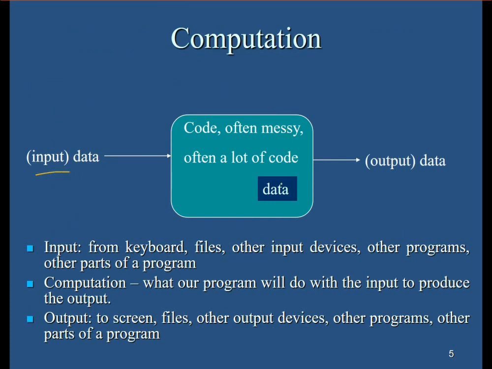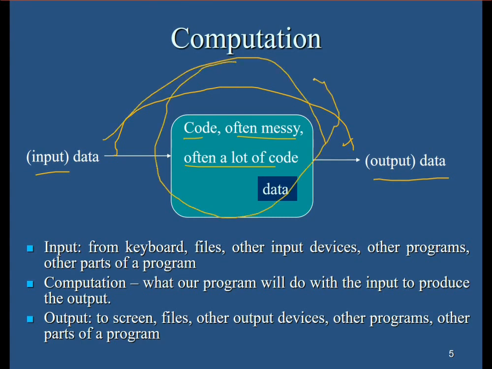Computation means you are inputting some data, getting some output, and in between there is code, often messy, often a lot of code. So the input data is changed to output data with certain computation. Input is normally from the keyboard or a file or any other input devices or programs as well, and other parts of a program. While computing, what our program will do with this input to produce output, in between we have this whole computation aspect. Then this is the output. That output can go to the screen, to a file, to other output devices, to other programs, and also to other parts of a program.